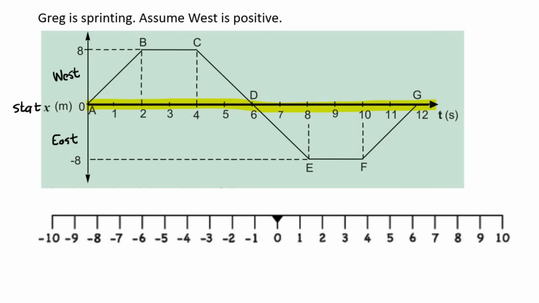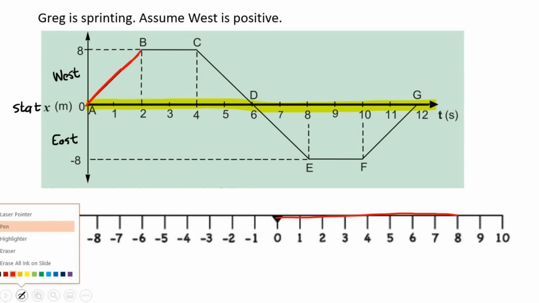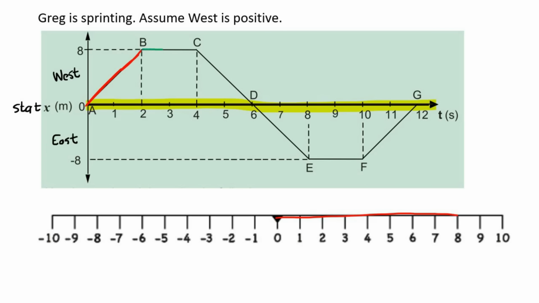So Greg is sprinting, west is positive. Greg in the first part goes up to 8 meters. So that's up to there. That's going to be 8 meters like that. Then for this part over here, Greg is not actually going to be moving, because you can see that the displacement from his starting position is staying at 8 meters. So that's just going to be like that over there.